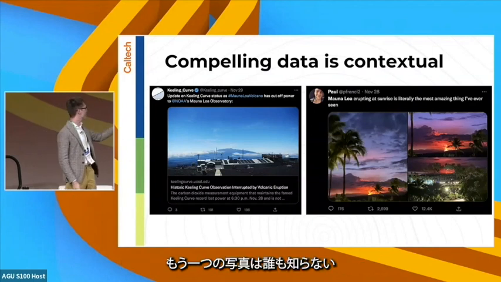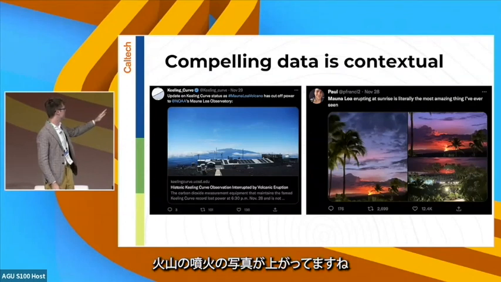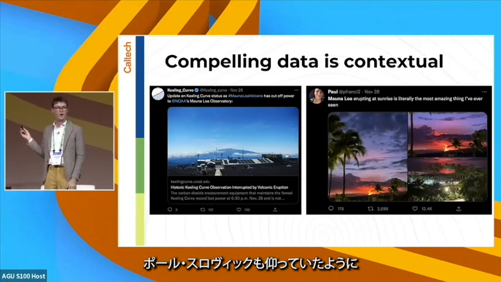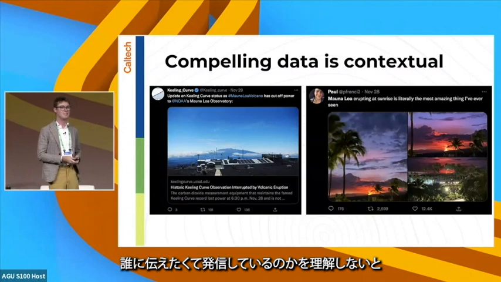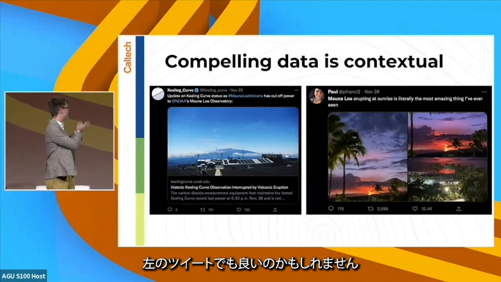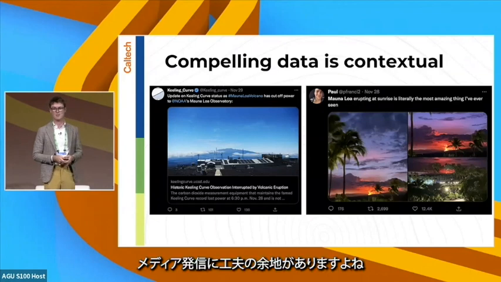And then the other picture I have is, I don't know, expert witness Paul, whoever he is, has a picture of the volcano actually erupting, right? And that has 12,000 likes and 3,000 retweets. And it's just as the other Paul has said, right, that images, music, art, written language, we have to understand who exactly we're trying to communicate to. If it's just to scientists and engineers, then perhaps the tweet on the left would be sufficient. But obviously, there's a more emotional response that we can get from these different mediums.